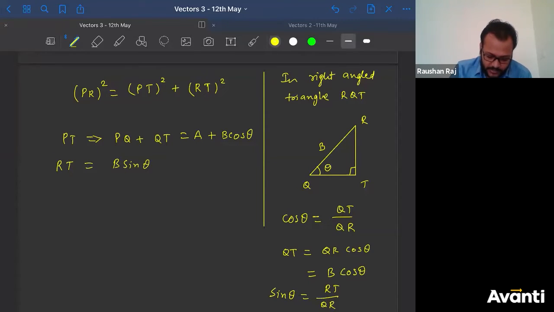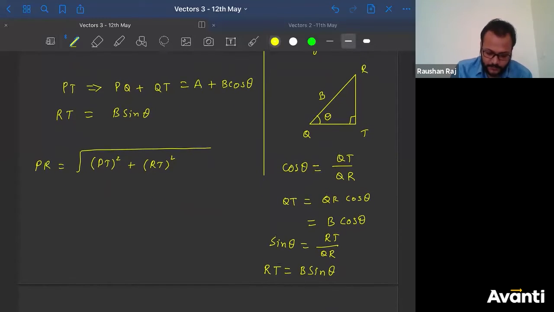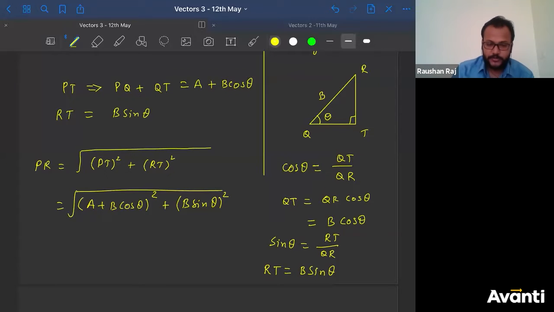Acha. Now just try to put the values here. So I'm having PR square is equal to this. So PR is equal to square root of PT square plus RT square. I got the values of PT and RT. Just put them. So what is the value? A plus B cos theta whole square plus B sin theta whole square. This is the whole square root, right? Okay. Now try to simplify it further.